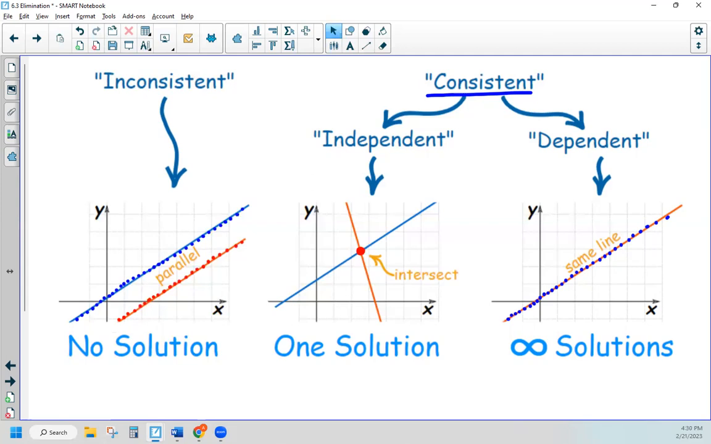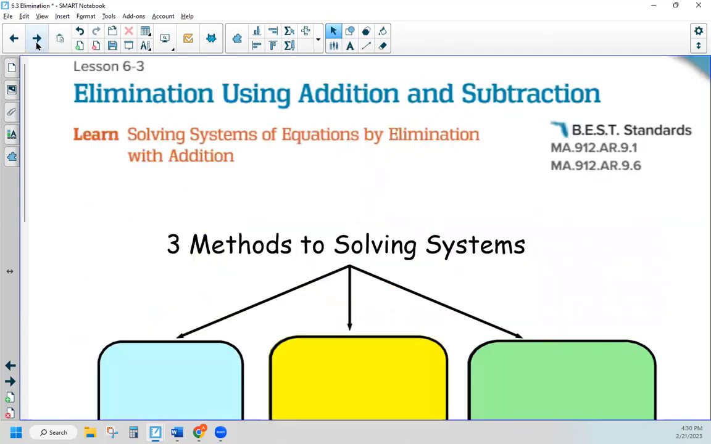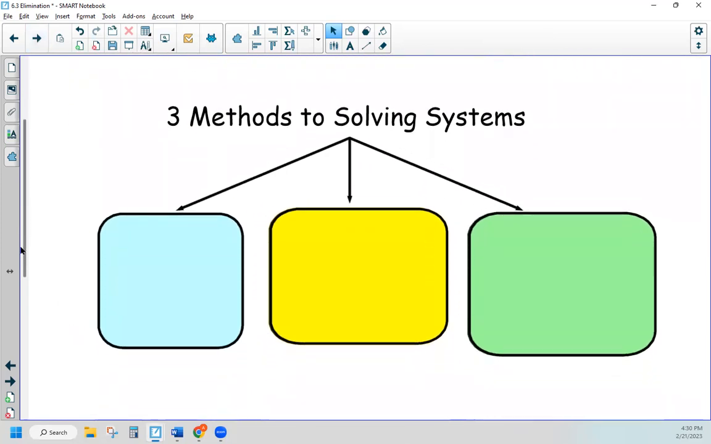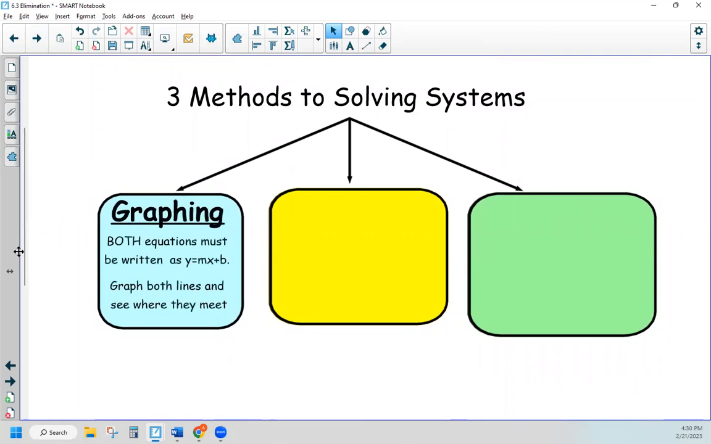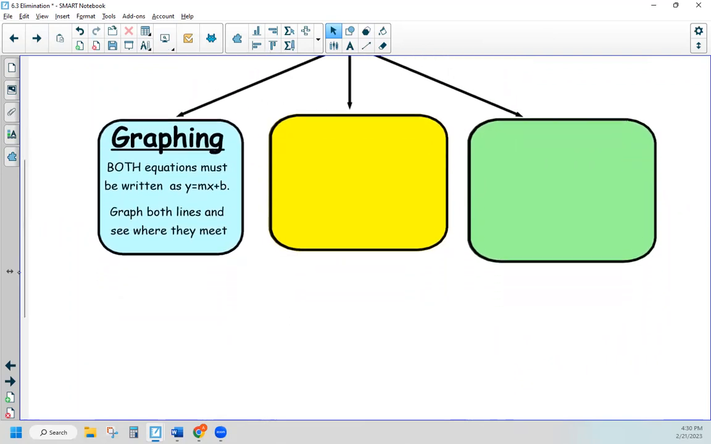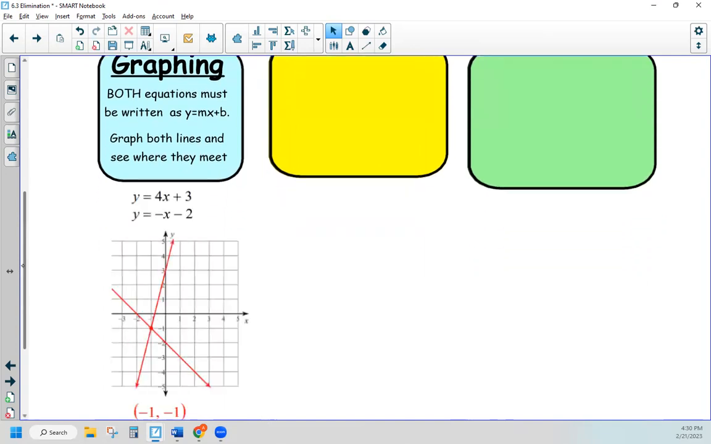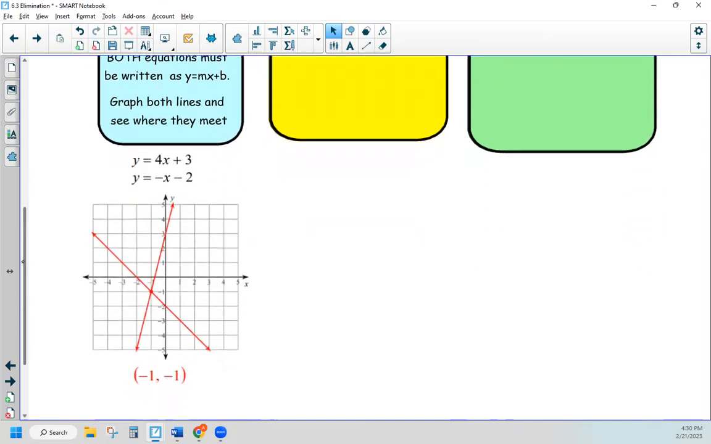Very simple. All right. Now let's go to this slide right here because it paints a better picture of what it is that I'm talking about. Three methods in total. The first one we talked about was graphing. Now, a little memory lane. Both equations must be written as y equals mx plus b, and then we graph both lines and see where they meet, right? Does that paint a picture? A little reminder there?